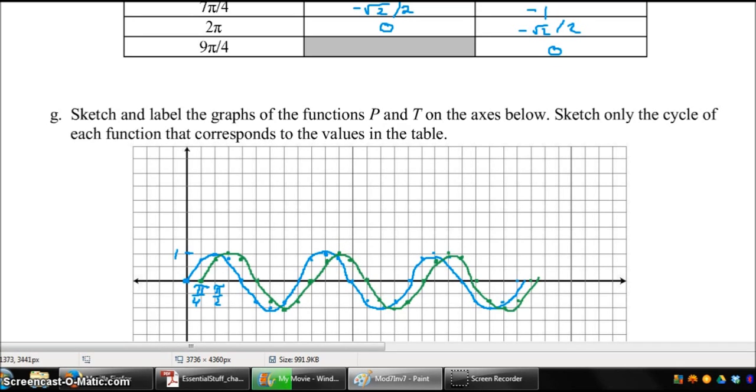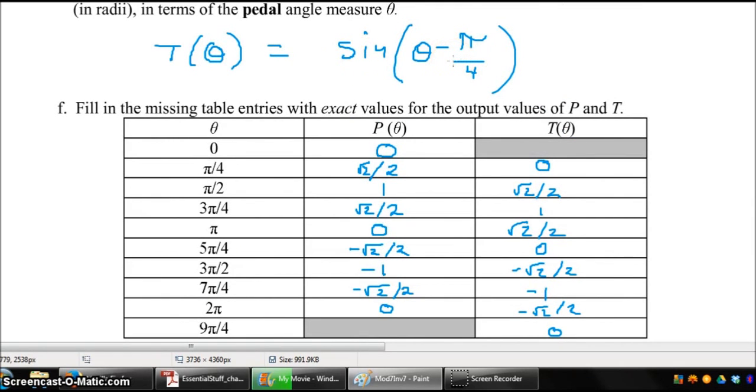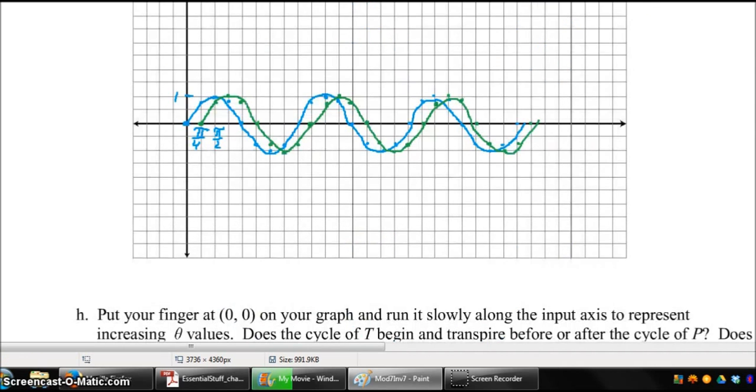There we go. Two graphs. This minus pi over 4 here signifies that we have a horizontal shift to the right pi over 4 units, a horizontal translation. Notice it's kind of opposite of what you might think would happen. You might think the negative would shift it left, but it actually shifted the graph to the right pi over 4 units.